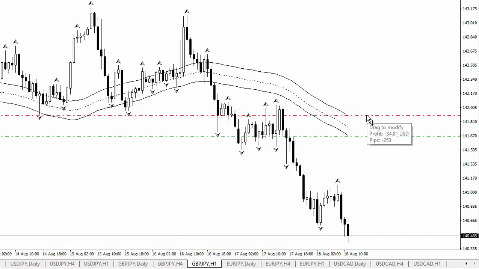As you've just seen on the screen, moving my stop loss order from its previous location to the current price level where it is supposed to be located has helped me to cut down my overall risk on this trading position from minus 36.6 pips to only minus 25.3 pips, which is now exactly 34 US dollars and 81 cents.